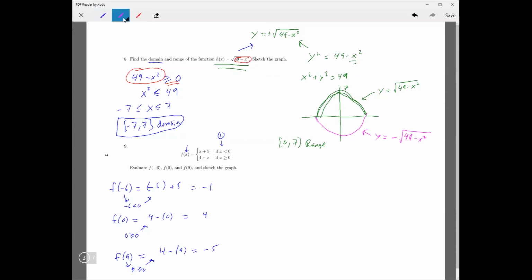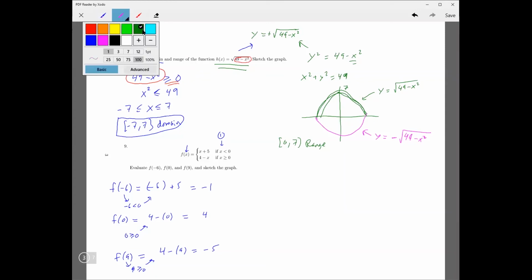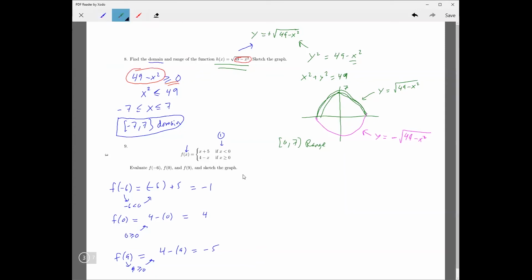To graph it, what you can do is you take each of these separately, y equals x plus 5, and then I'll also have y equals 4 minus x. So those are two. So this is setting y equal to the first one, and this is setting y equal to the second one. But this one also, I can write it like this, right here.